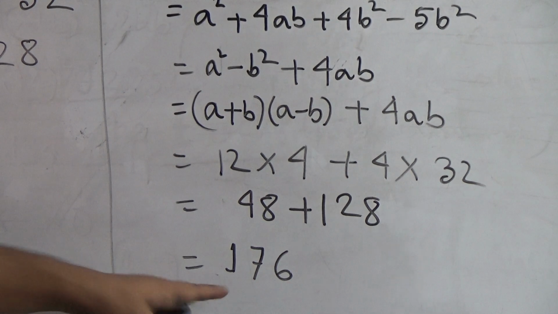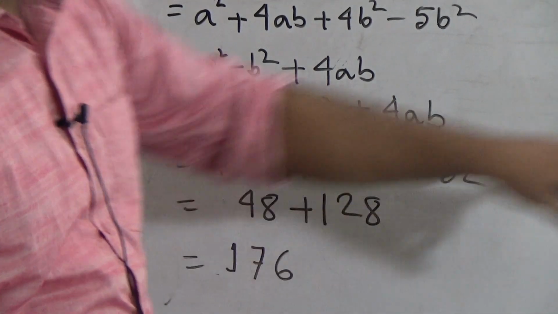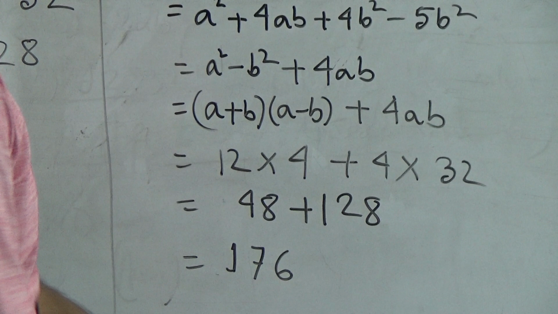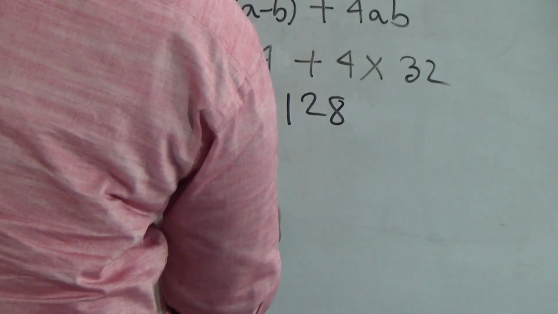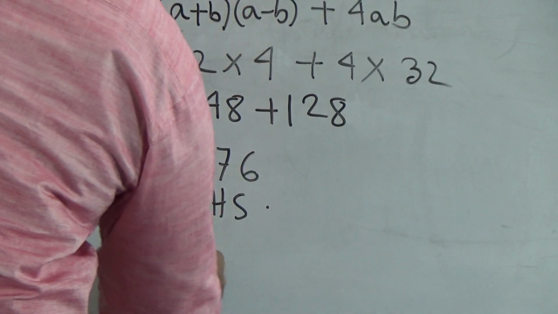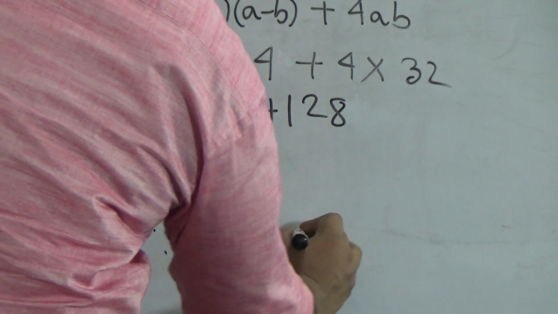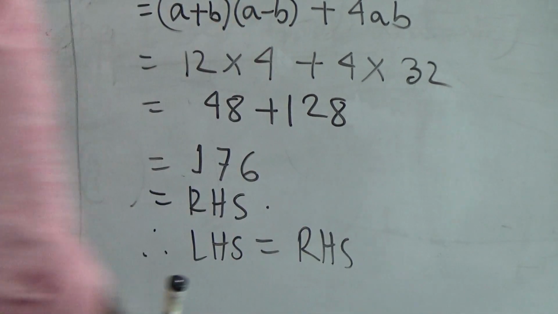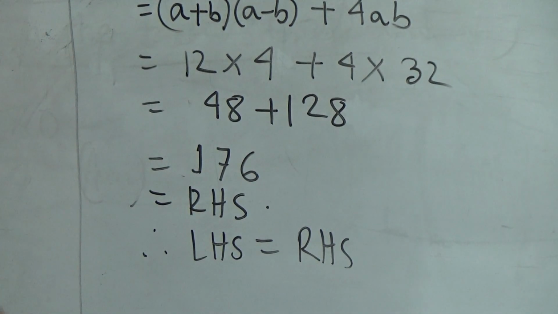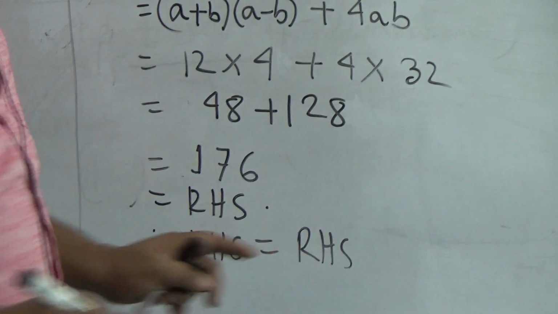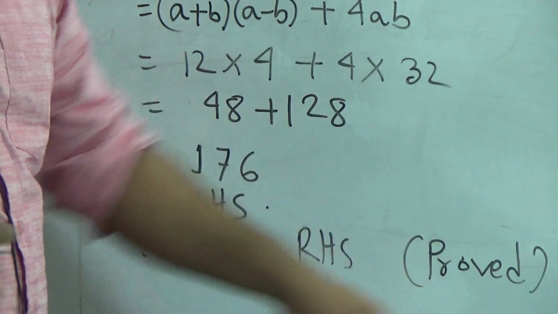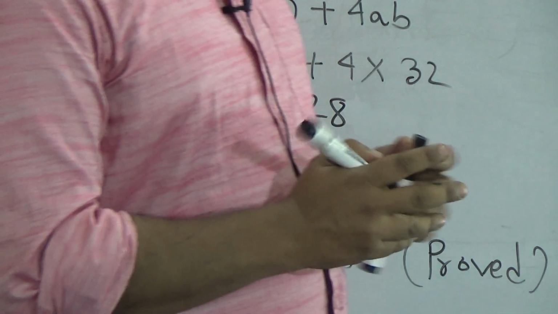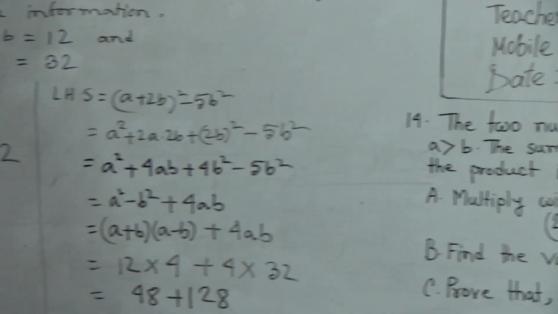So dear student, notice here 176 which is in the right hand side. So in this section we easily write right hand side. So therefore LHS equal to RHS. What do you mean by LHS? Left hand side. And what do you mean by RHS? Right hand side. So now we write proved, as the question asks us to prove this. So I write here proved, but if the question asks us to show that, then here I write showed. I hope you have understood, dear student.